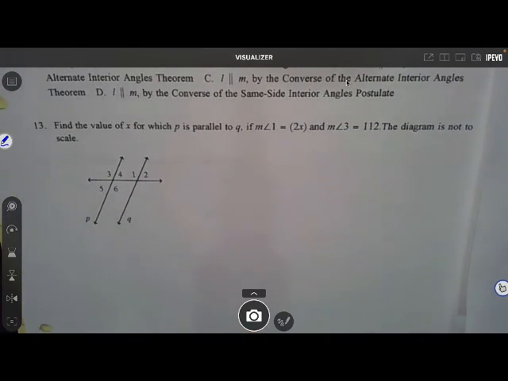It says the measure of angle 1 is 2x, and the measure of angle 3 is 112. What do I know about those two angles? They're corresponding. So remember, it's two things. They either add to 180 or they are equal. In this case, they are equal, because they're corresponding angles. So 112 equals 2x. Then what would I do to solve? Divide by 2. And what do I get? 56. X is 56.